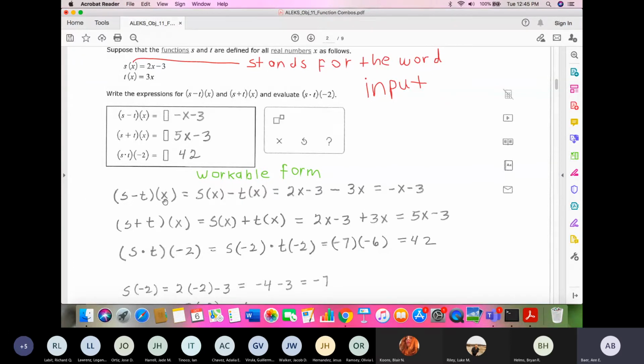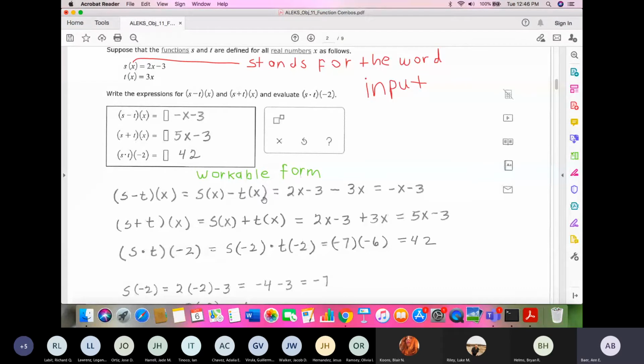S of what? What's the input? X. S and t are output, so it can't be s or t when it comes to s of what. It's got to be the x. There's no other choice. This s minus t is the output. That's the output right here. So it's got to be x in here. So s of x minus t of x.